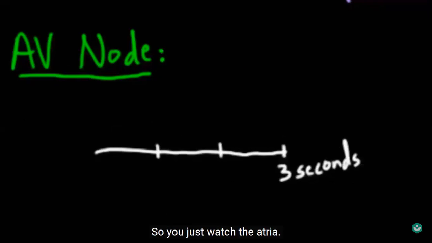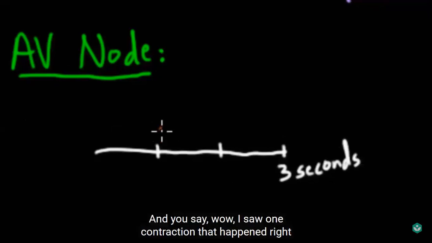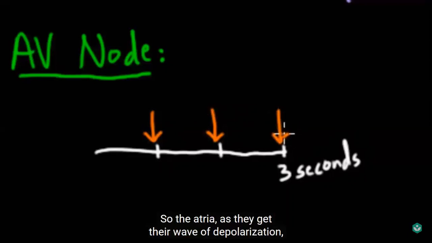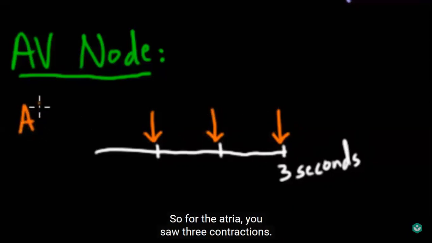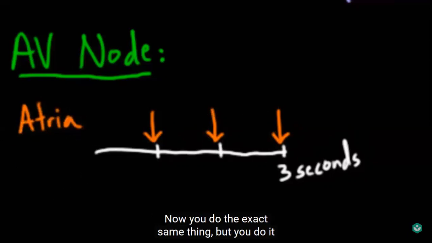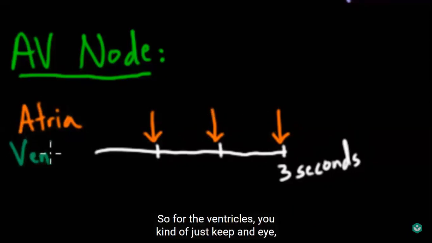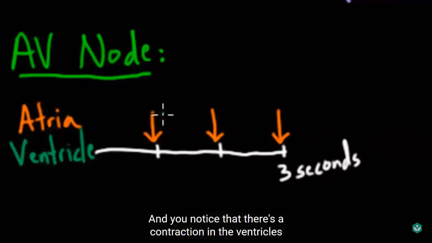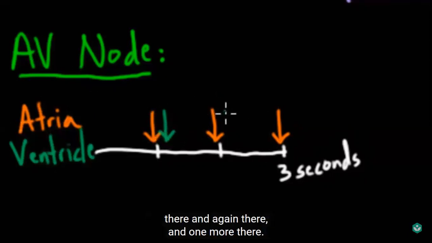So you watch the atria and you say, wow, I saw one contraction that happened right there, and one contraction right there, and one right there. So the atria, as they get the wave of depolarization, are contracting 3 times in 3 seconds. Now you do the exact same thing for the ventricles. You keep an eye on them and you notice that there's a contraction of the ventricles there, and again there, and one more there.